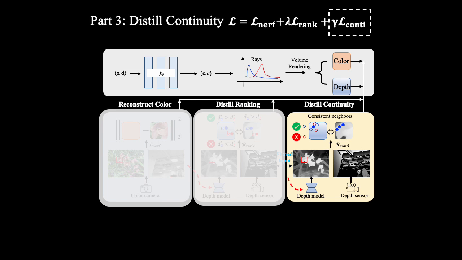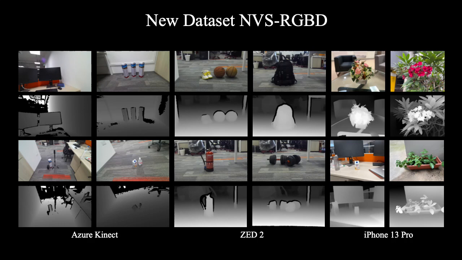Finally, we further propose a spatial continuity constraint on depth maps such that the NeRF model imitates the spatial continuity of large pre-trained depth models. We collect a new dataset, NVSRGBD. The new dataset includes coarse depth maps captured by Azure Kinect, Z2, and iPhone 13 Pro. We study how to exploit these incorrect depth maps to improve few-shot NeRF.